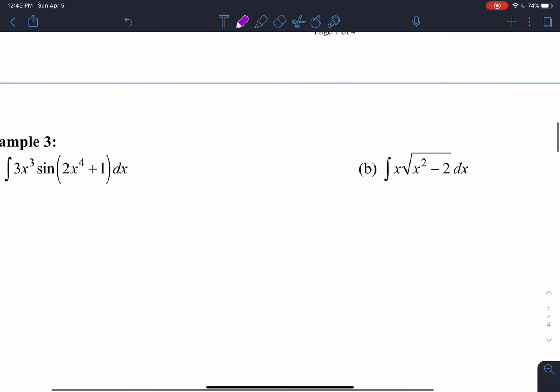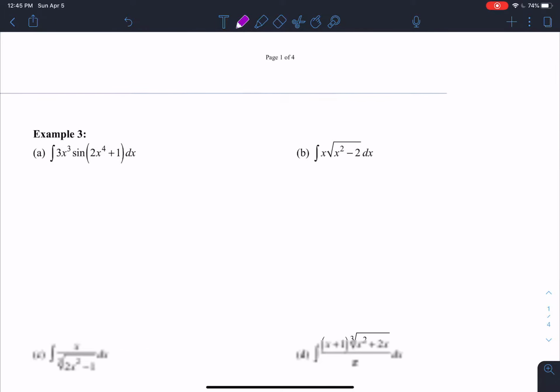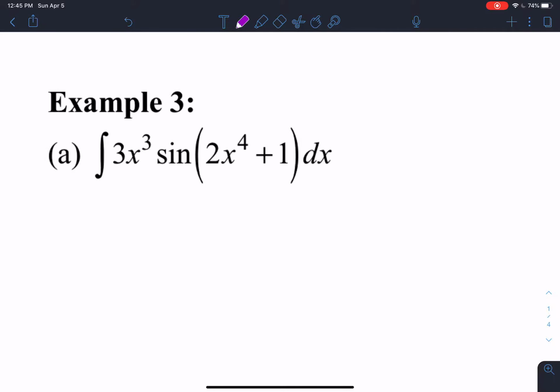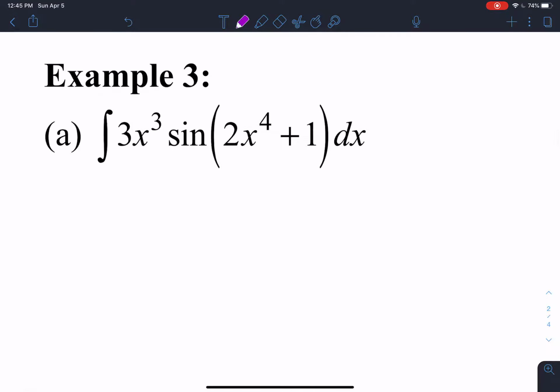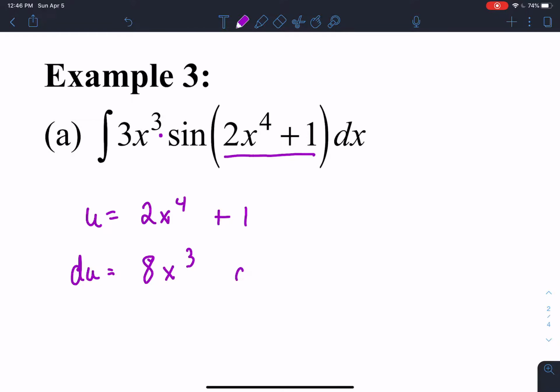Okay, and then I'll do 2 more. So for this first one, you've got 3x cubed times sine of (2x to the 4th plus 1). The most inside function should be 2x to the 4th plus 1, so I'm going to call that my u term. So u equals 2x to the 4th plus 1. Now du is going to be 8x cubed dx.